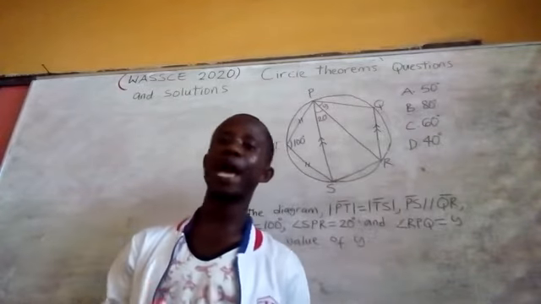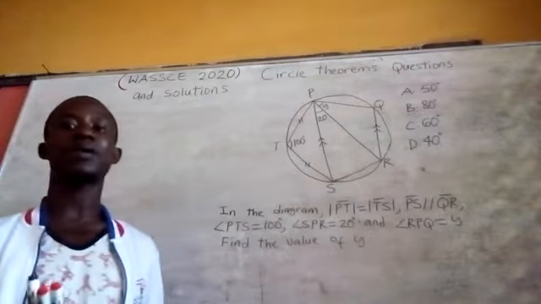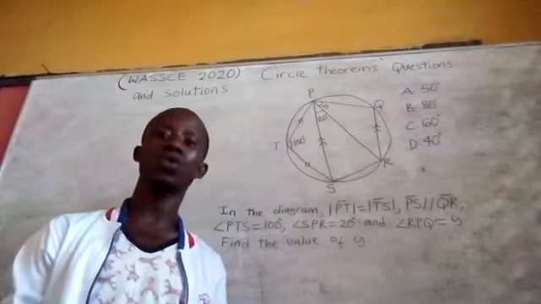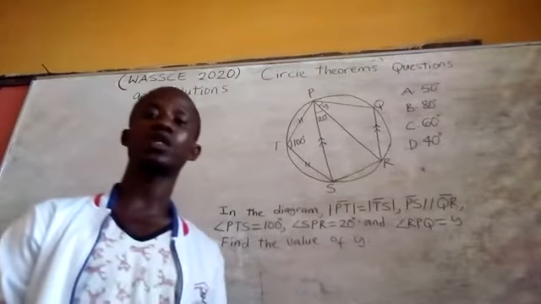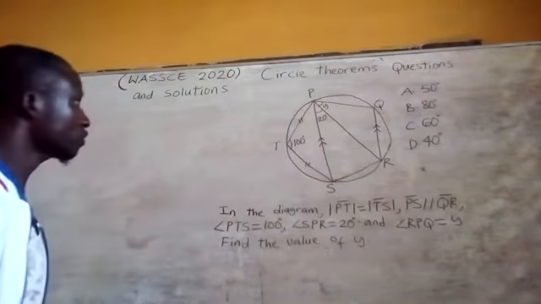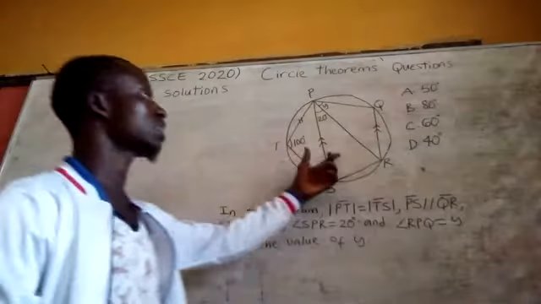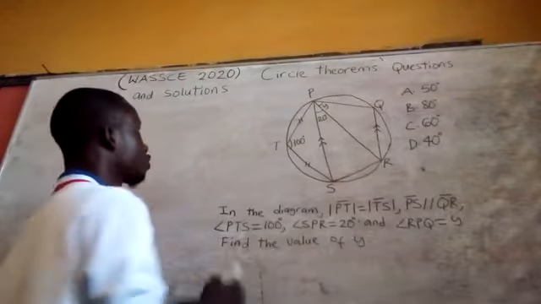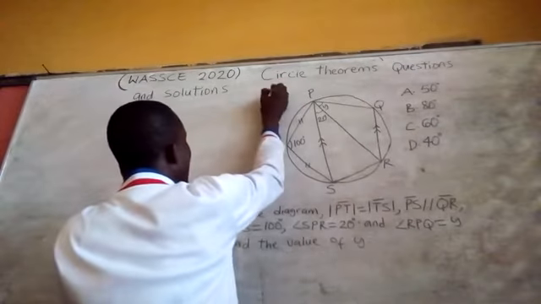Today we'll be looking at the past questions that appeared on the circle theorem in WASSCE 2020. So let's start with question 37. So this question here is question number 37.